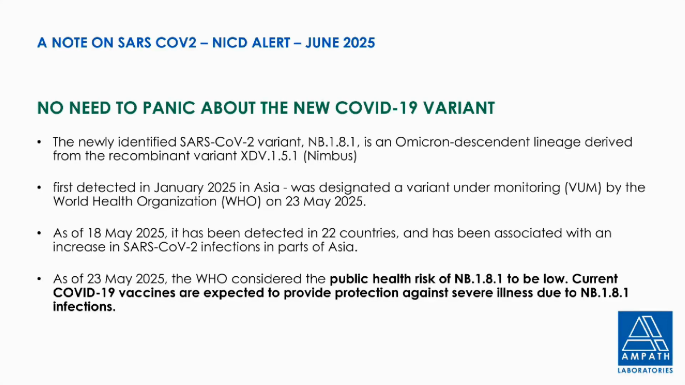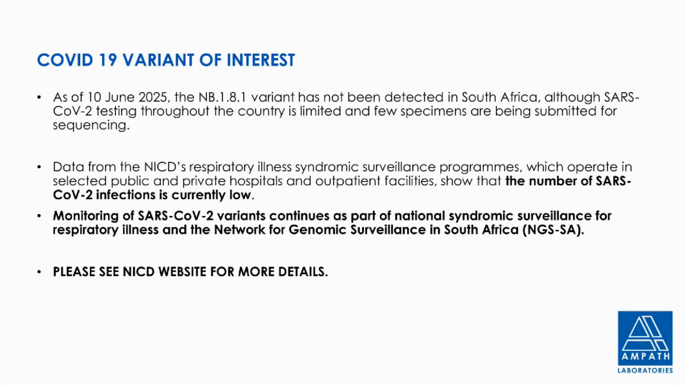So it is a variant under monitoring. In May this year, there were 22 countries that saw an increase in the so-called Nimbus variant. The WHO said that the public health risk of this variant is low, and the current vaccines that we've all been exposed to are expected to provide protection against this Nimbus variant. And here in South Africa, as of the 10th of June, that variant has not been detected.